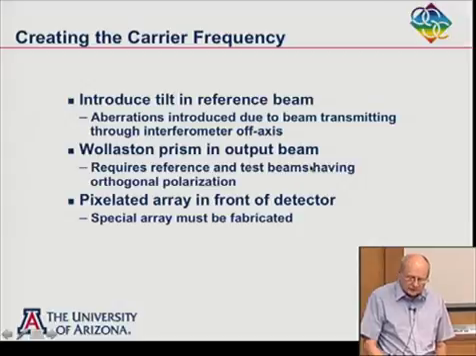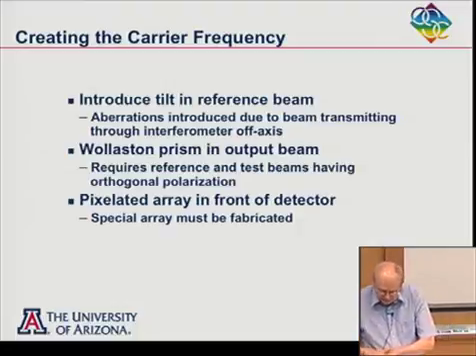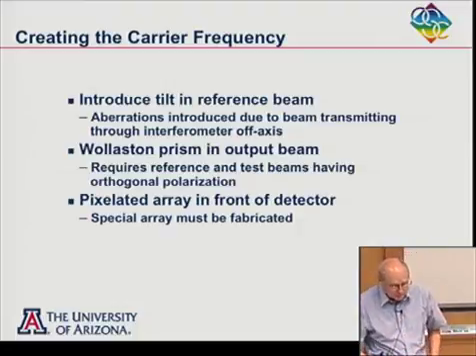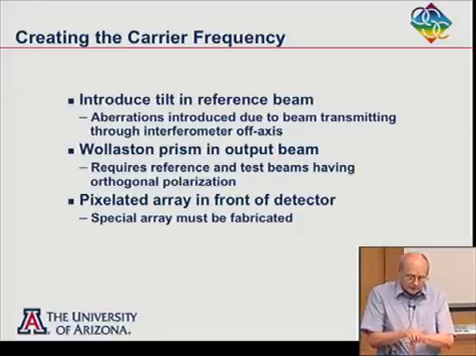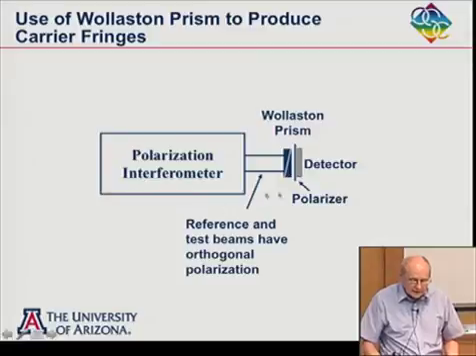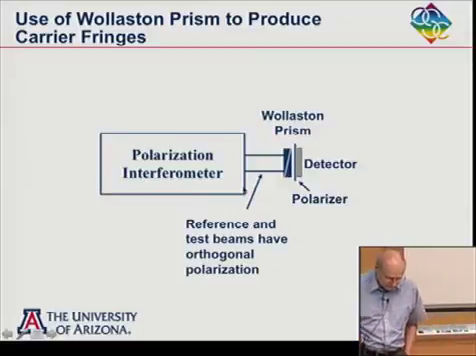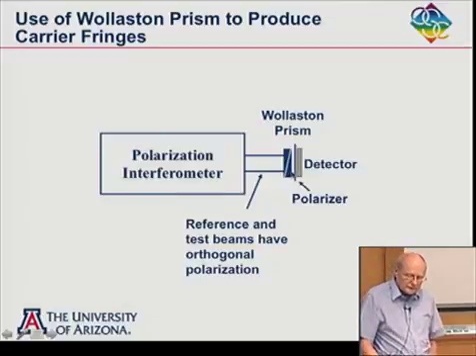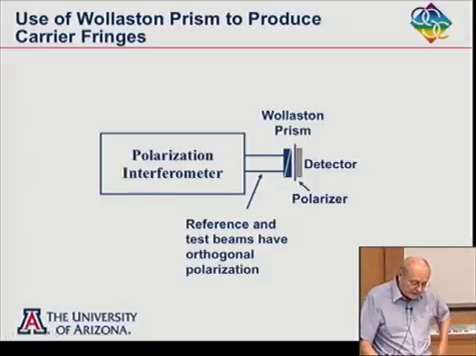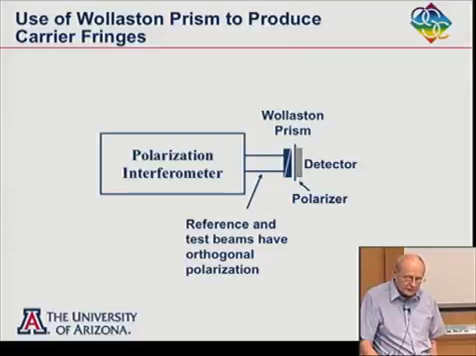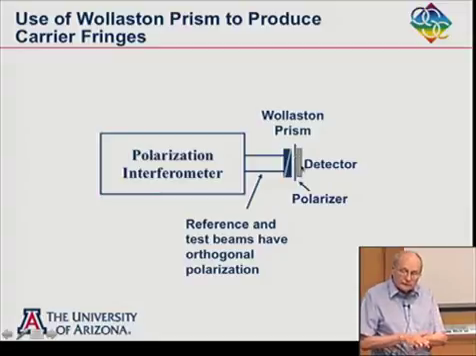So, Wollaston prism in the output beam. Instead of introducing a lot of tilt between the reference and test beams in the interferometer, we can have the reference and test beams parallel in the interferometer if they have orthogonal polarization. And then in the output here, we put in a Wollaston prism. One polarization will see one refractive index, and the orthogonal polarization will see a different refractive index. And the end result is that the two beams, test and reference, having orthogonal polarization, will leave the Wollaston prism at a slightly different angle.